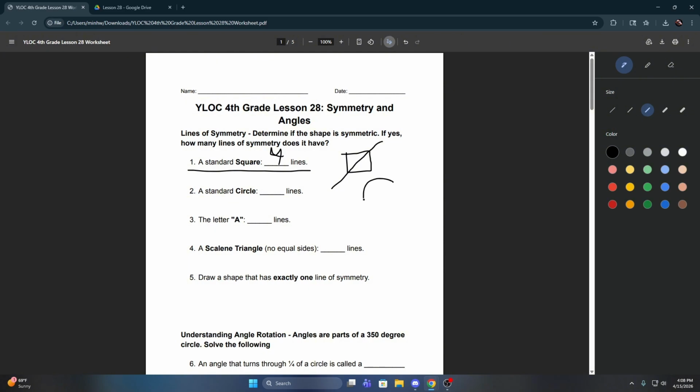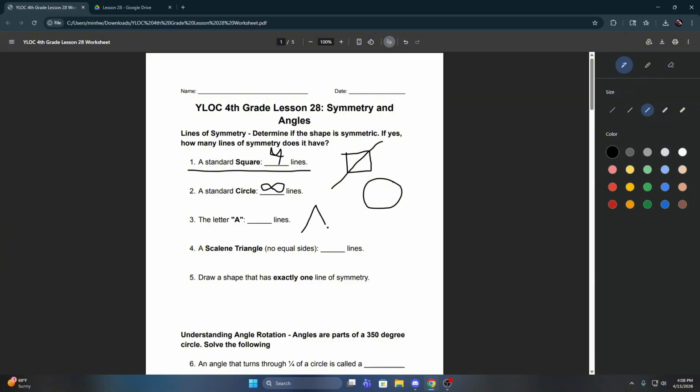Now a circle, what about a circle? And you might be wondering, can't I cut it anywhere I want? As long as it goes straight through the middle, in whatever direction or angle I do it, won't it still give me two equal halves? And the answer is you're right. So it's an infinite amount, or just anything can work. Any line through the middle will be a symmetric line.